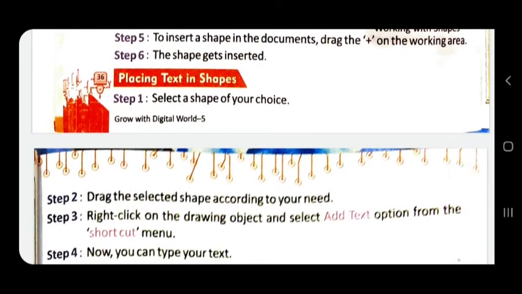Then next, how can we place text in a shape? To place text in a shape, select the shape required. Then drag the selected shape according to your need, as when inserting a shape first. Then right click on the drawing object and select the Add Text option from the shortcut menu, and we are able to type the text in the shape.